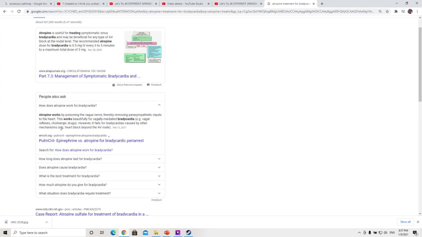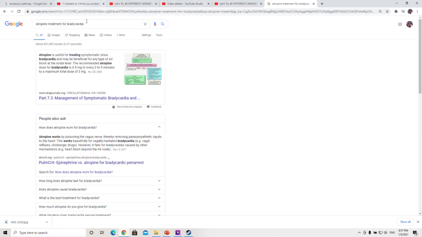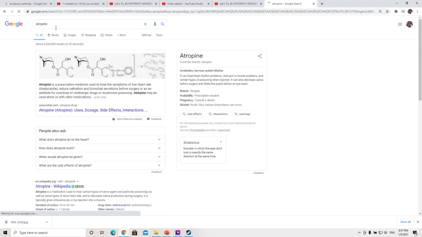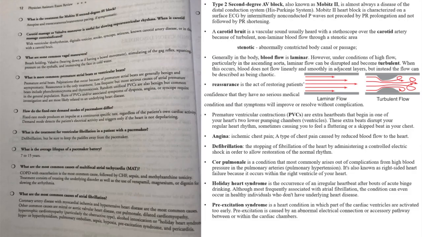It works beautifully for vagally mediated bradycardia, cholinergic. It fails for bradycardia caused by other mechanisms, such as heart block beyond the AV node. Okay. I'll get into that later. I'll understand if I come across that again, I think.